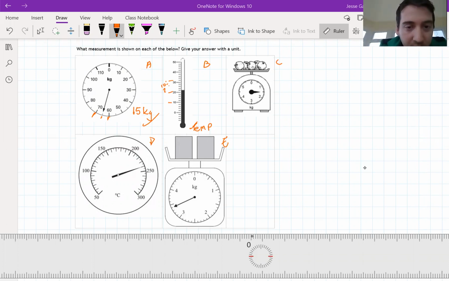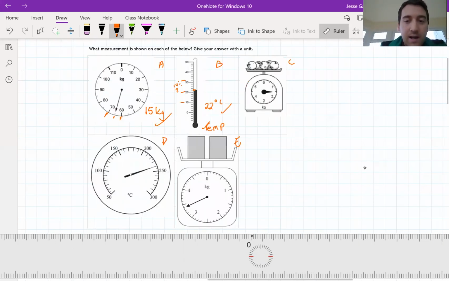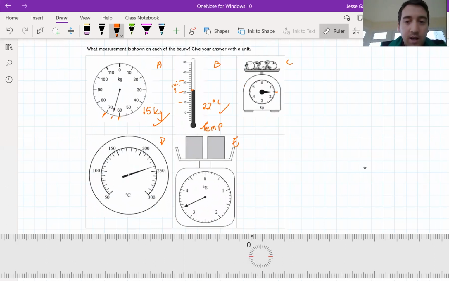This is on the first little notch here, or the first little space. So this should be 22 degrees Celsius. Well done if you got that right. If not, I hope you can see why now. It's on the first little space, and there's 5 spaces between 20 and 30, so that's going to be 22. The next one, well, we're about exactly halfway between 1 and 2. So that's going to be 1.5, and the units are here, look, so 1.5 kgs.